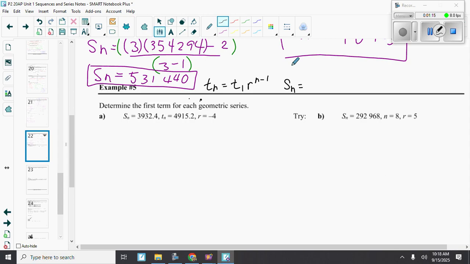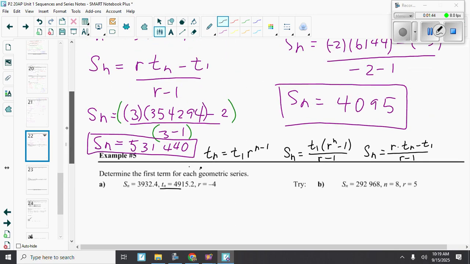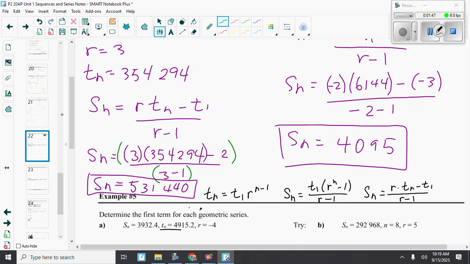Last week we looked at introducing a new formula, Rn minus 1 all over R minus 1. And then I don't think we've used this one often, which is our example right here. So now because they've given us Tn, we're going to be using the third formula. So the example number 5 was using the second formula. Oh no, we did use the third formula already.